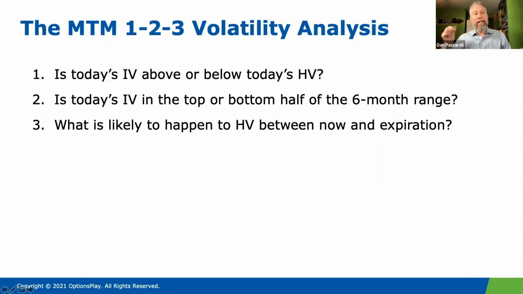Next step is, is today's implied volatility in the top half or the bottom half of the 6-month range on the chart? So this is kind of the price of the option relative to itself, right? And I said that in a very provoking sort of way. I look at this as basically a measurement of the price of an option. Like I can look at the actual price of an option, but it's got direction affecting it. It's got time affecting it. It's got interest rates affecting it.